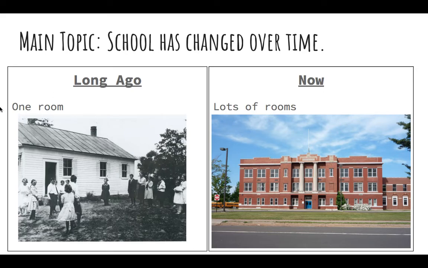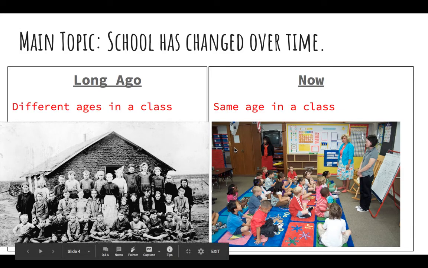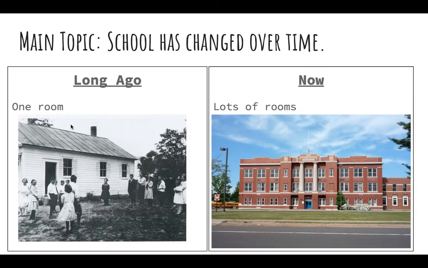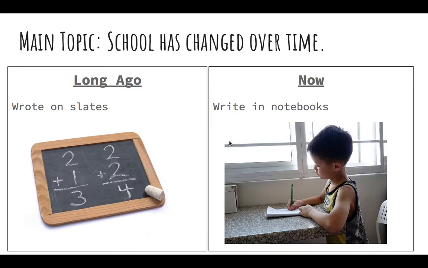We're still in school. Long ago, students were in one room. Now students are in lots of rooms. Long ago, students were different ages in a class. Now students are the same age in the class. Remember, friends, when it's red, what does that mean? That means it's Miss G's. Miss G's going to choose this one. So you guys have to choose something different. You can still choose school has changed over time, but you'll have to choose one of the other things, okay? So we're just going through it now. Just start thinking about which one you want to choose.